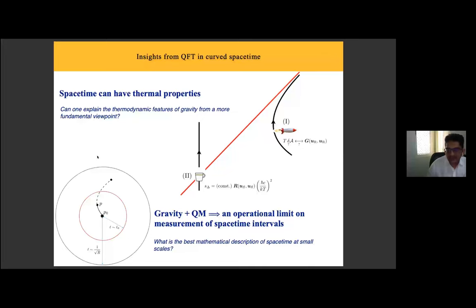And the second insight, like I said a couple of slides back, is that space-time can have thermal properties, which raises the natural question of whether we can explain these thermal properties from a more fundamental viewpoint. And of course, if you combine these two insights, the natural question is, can the structure of space-time at small scale, specifically things like the existence of an operational bound on measurement of space-time intervals, also in some way, maybe indirect, explain the origin of thermal properties of space-time? Okay, and this is the connection which towards the end of the talk I'll try to highlight.